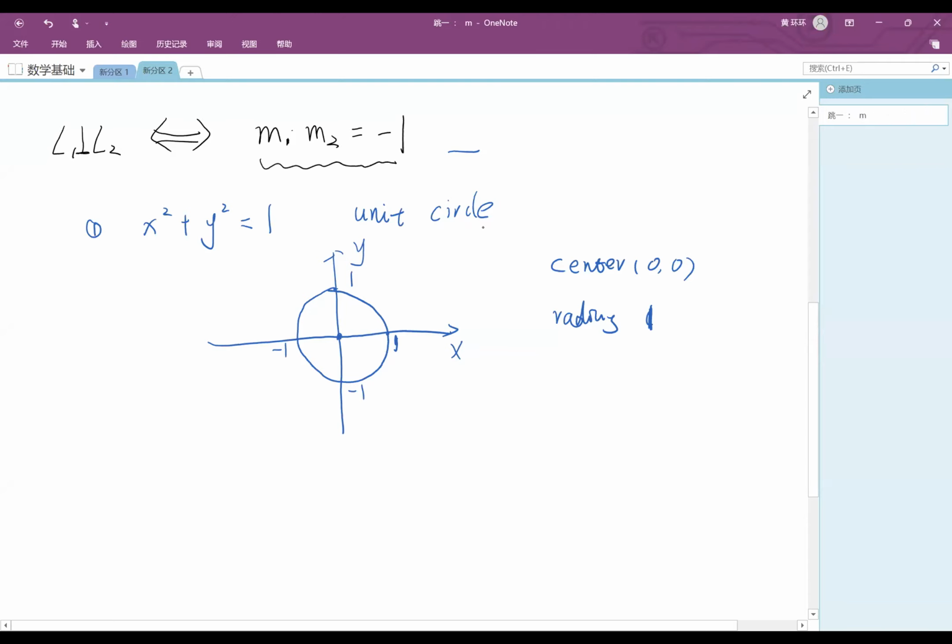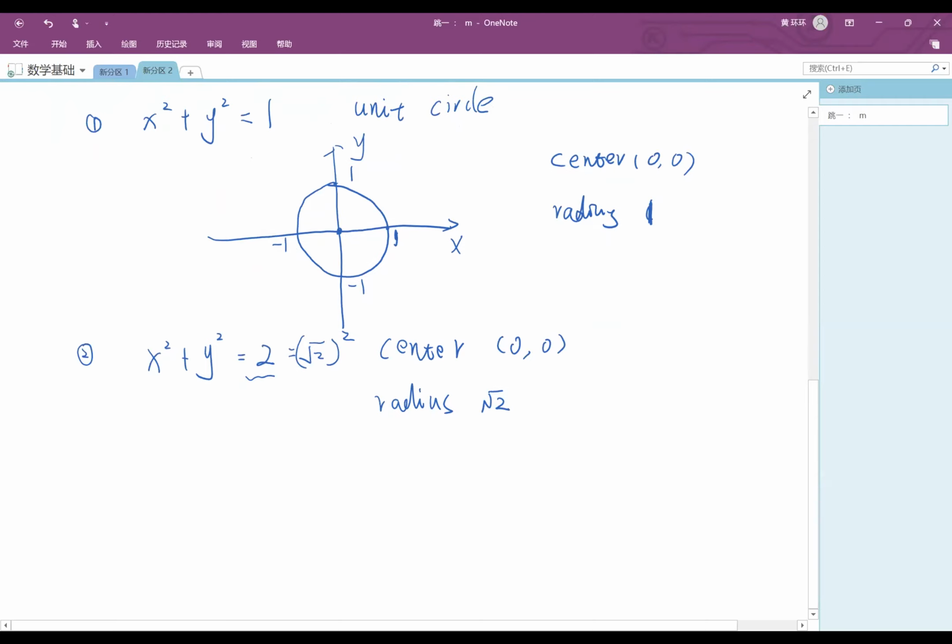So this is a unit circle, and this is the first one. Then the second one means x squared plus y squared is equal to 2. We can see the center of this circle is 0, 0, and the radius of this circle is the square root of 2. This means the square root of 2 squared, so the radius is equal to the square root of 2.